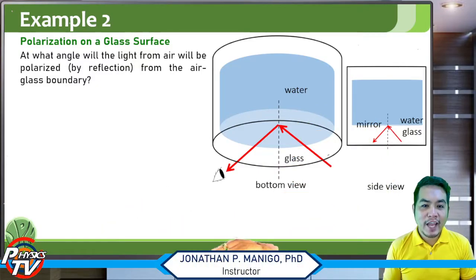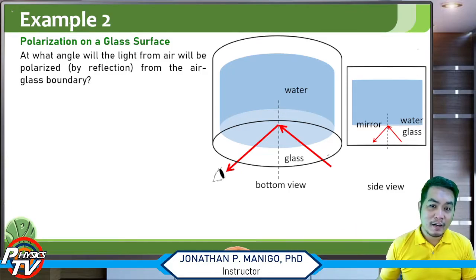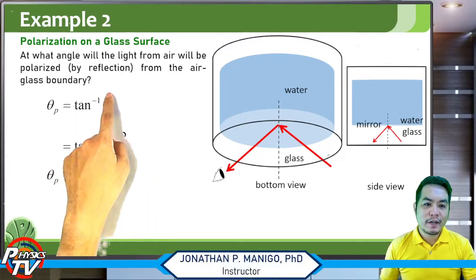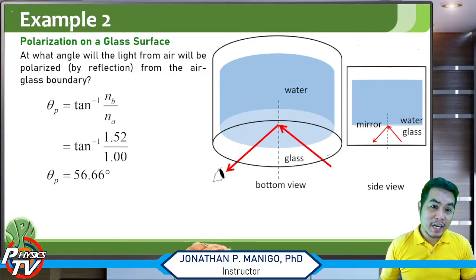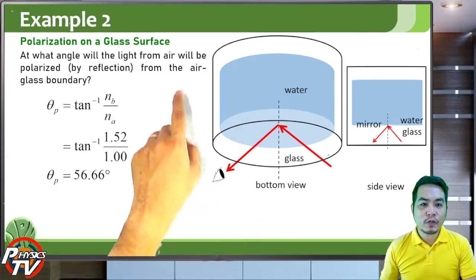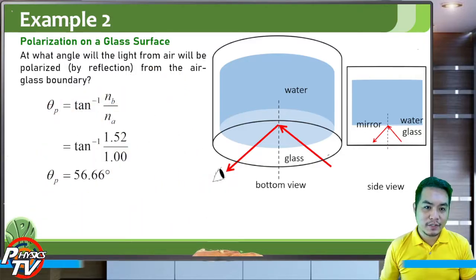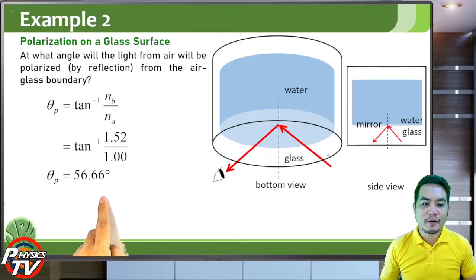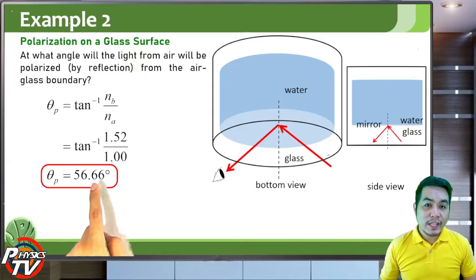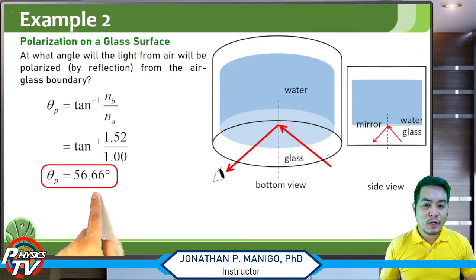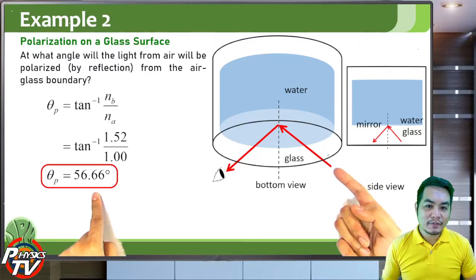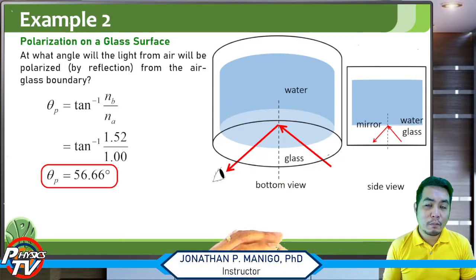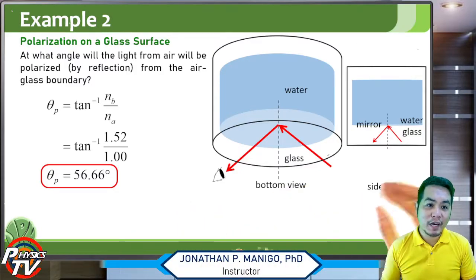So here it's from the air. We are now talking about the air-glass boundary. The polarization angle is just tangent inverse of NB over NA. Our NB here is glass, our NA is air. So air is 1, NB glass is 1.52. Therefore, the polarization angle is 56.66 degrees. So at this specific angle alone will the light from the air reflected at the air-glass boundary become polarized, or will become glaring.